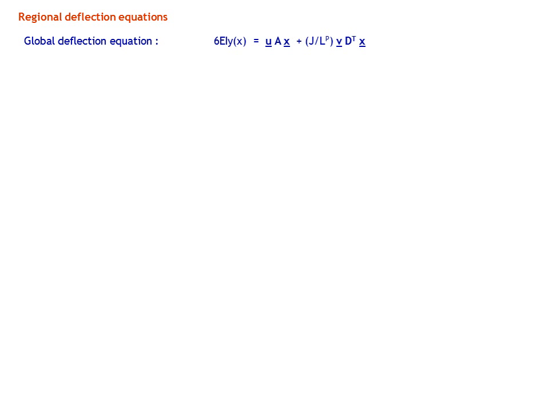Underneath the load, the general inequality holds, and the deflection equation is the standard one. 6EI y of x is equal to UAX plus j over L^p v d^t x. For a linear load, we can use the expression derived in the previous slide for UAX and write it in this final form. So we've seen that this deflection equation can provide all three regional deflection equations, and so the claim that it is a global deflection equation is proved.